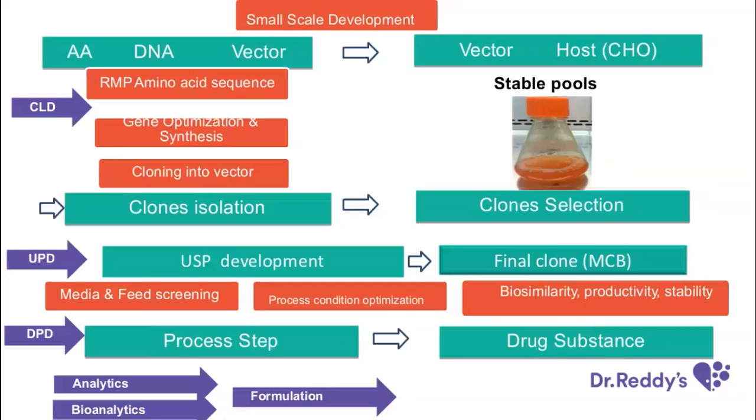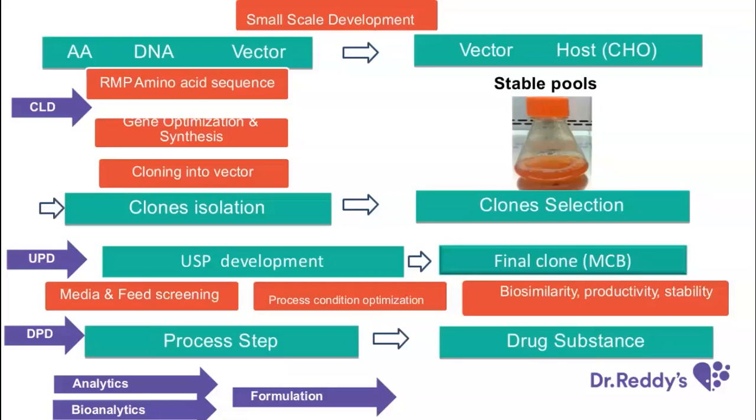I just wanted to give a brief introduction about the CLD part. In cell line development, the amino acid sequence of the reference medicinal product is incorporated into gene optimization. They do the gene optimization and synthesis, after incorporating the gene into the vector. That is called cloning into the vector. Once the vector is done, it subsequently goes to the host cell media. There are different host cell media, maybe CHO or E. coli media.